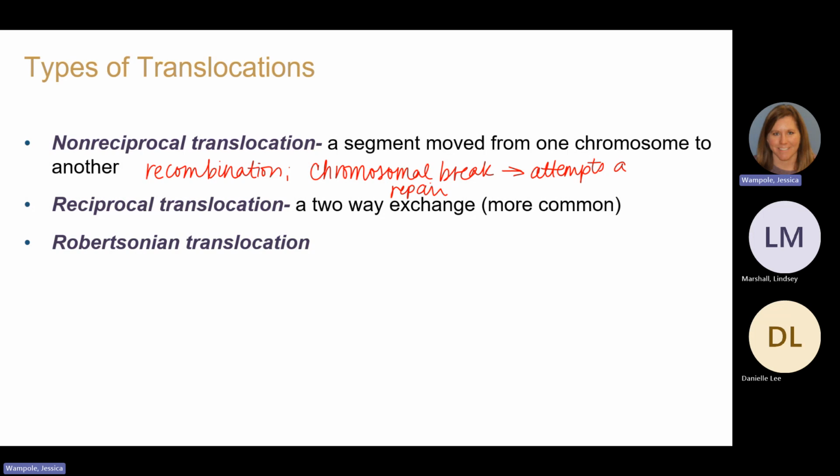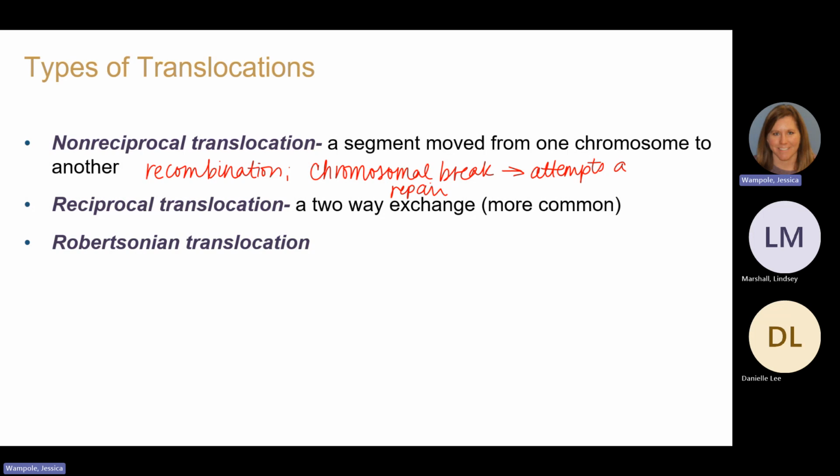So if the cell finds that there's a chromosome break, sometimes it will reattach a piece of a chromosome in a place that it's not supposed to be. The cell doesn't necessarily know where that break happened, and so sometimes a repair happens and it gets put back in the wrong place. So if we've got the non-reciprocal, it's not so much an exchange as a movement of a section.